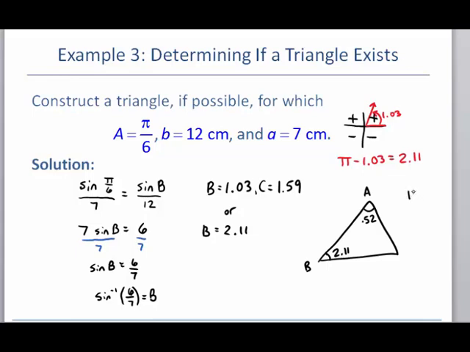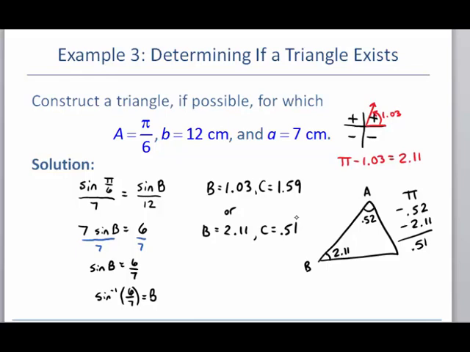So we take pi, which is the total of all three angles added together. We subtract 0.52. We subtract 2.11. And we're going to see if there is room for a third angle. And so that gives me 0.51. And so it's a small angle, but it is there. And so angle C in that case would be 0.51.